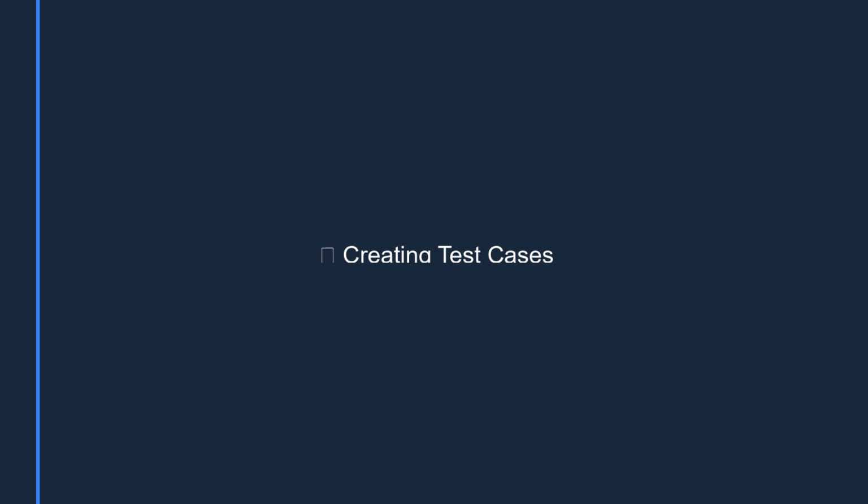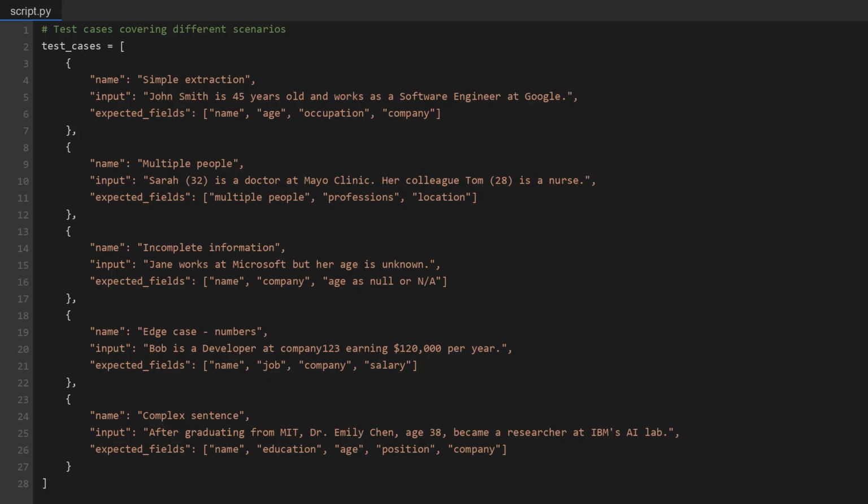Creating test cases. Good evaluation doesn't happen with one example. It happens across a deliberately varied set of cases. Each test case here is a dictionary with 3 fields, a human-readable name so you know what you're testing, an input sentence the model has never seen, and a list of fields you expect to find in the output.